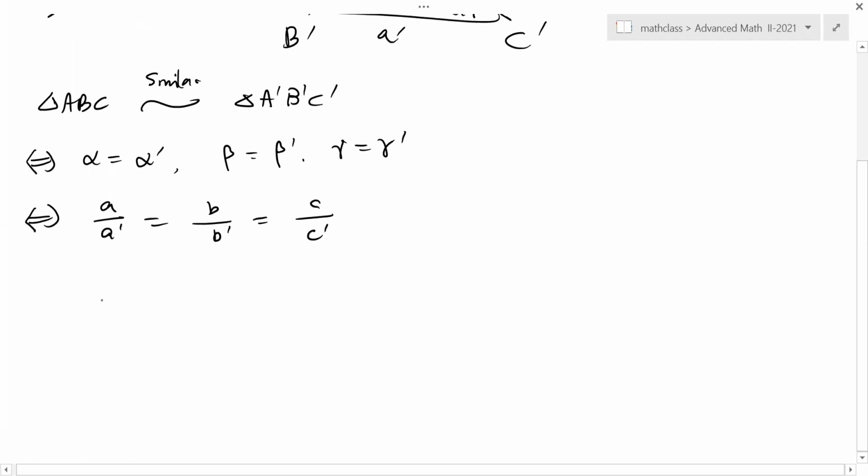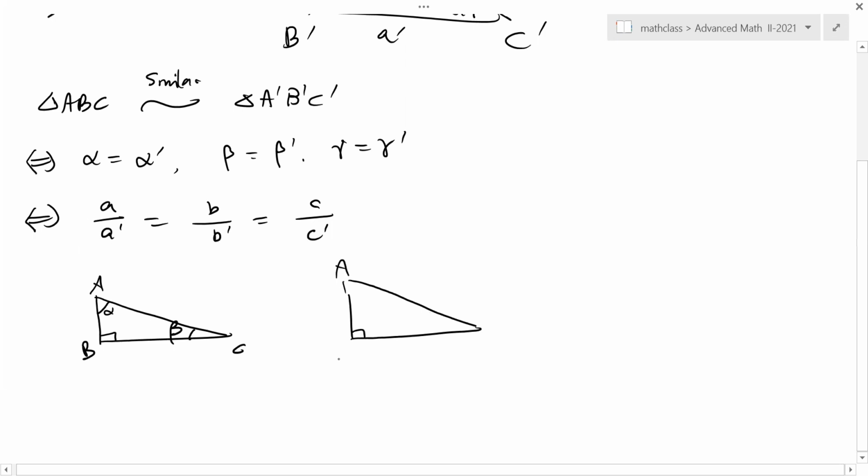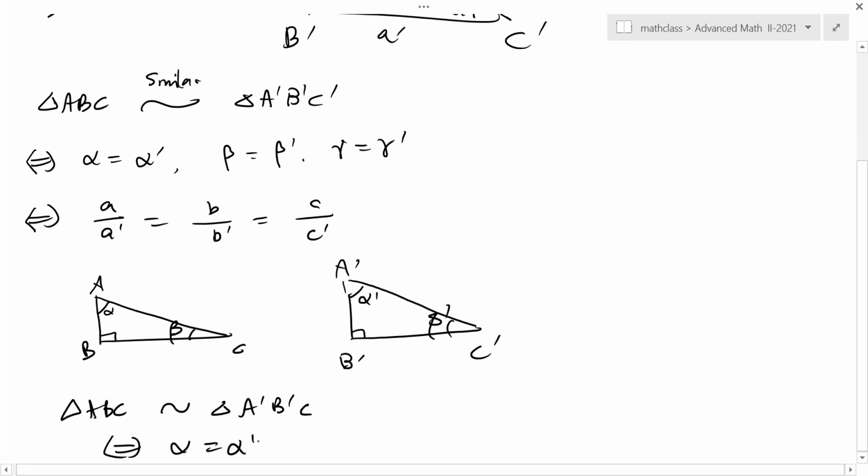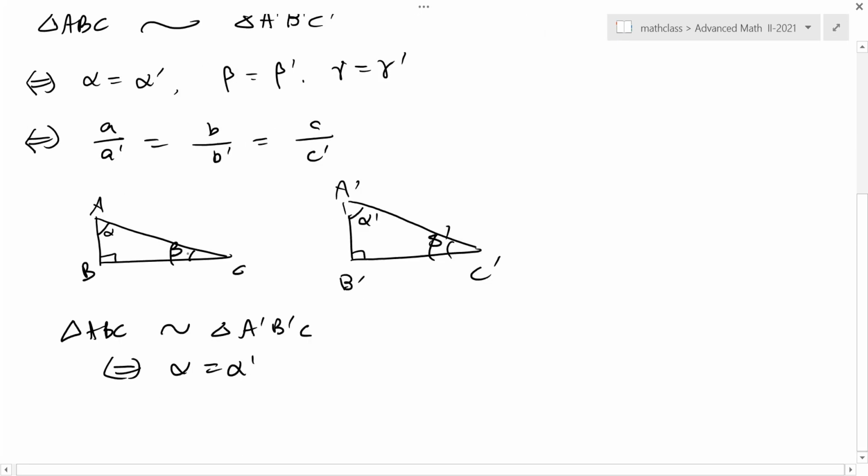look at the triangle, if it's the right triangle. If you look at the right triangle, then you have alpha, and A and B and C, and here's beta. For the right triangle, you just need to look at one angle. This is alpha prime, beta prime. So triangle ABC is similar to triangle A prime, B prime, C prime, if and only if alpha equals alpha prime. Why? The reason is alpha plus beta is fixed.